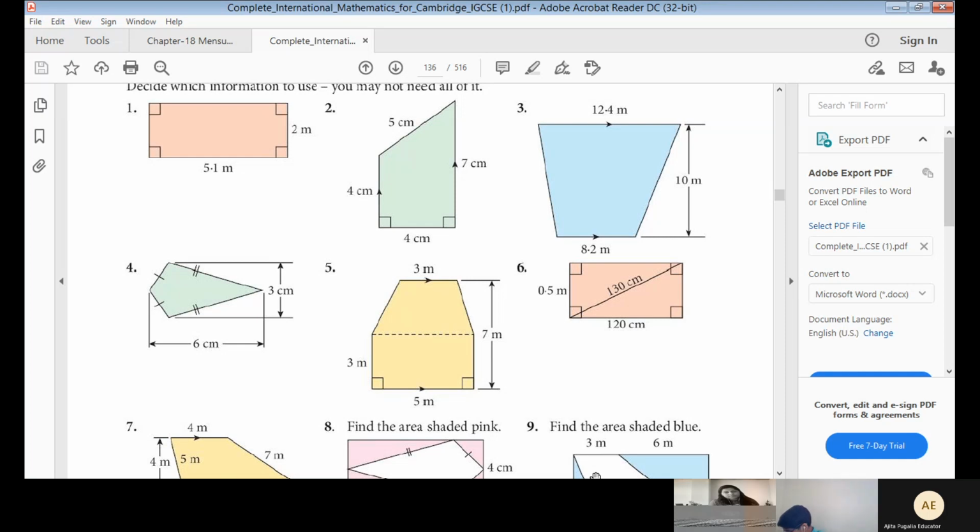Okay. The only one I don't think I got correct is the last one. But okay, for number 4, I got 9 centimeters squared. Correct. For number 5, I got 31 meters squared. Correct. And for number 6, I got 2.35 meters squared. It's a wrong answer. Not close to the correct answer.